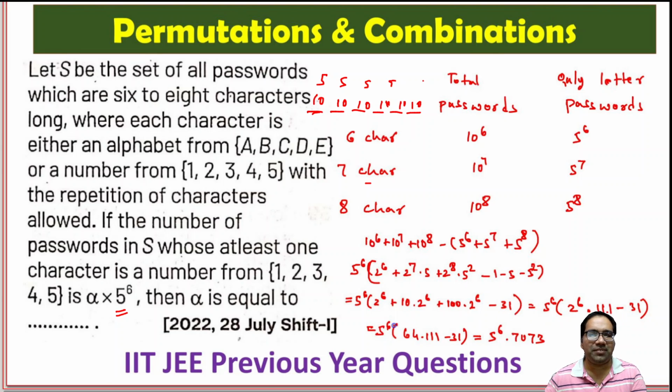What is 2 power 6? It is 64. So 64 into 111 minus 31, times 5 power 6. So what is our alpha? Alpha is 64 into 111 minus 31, so that is 7073. That is the answer. Right, guys?